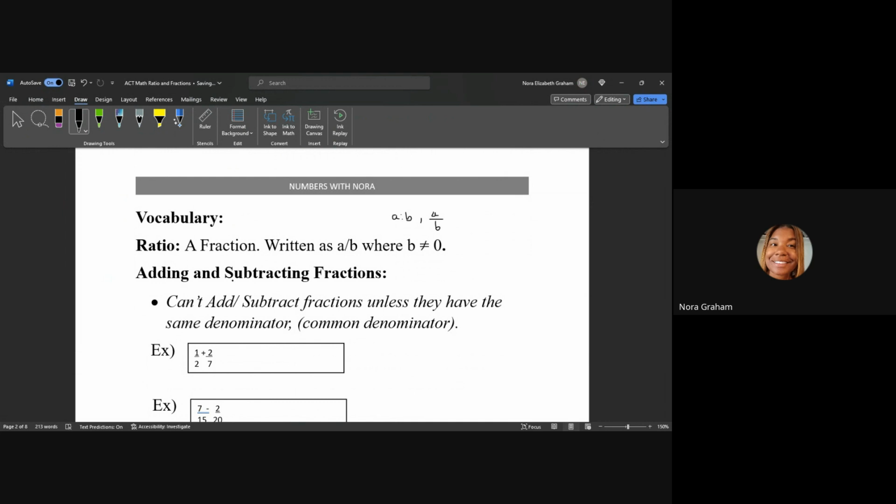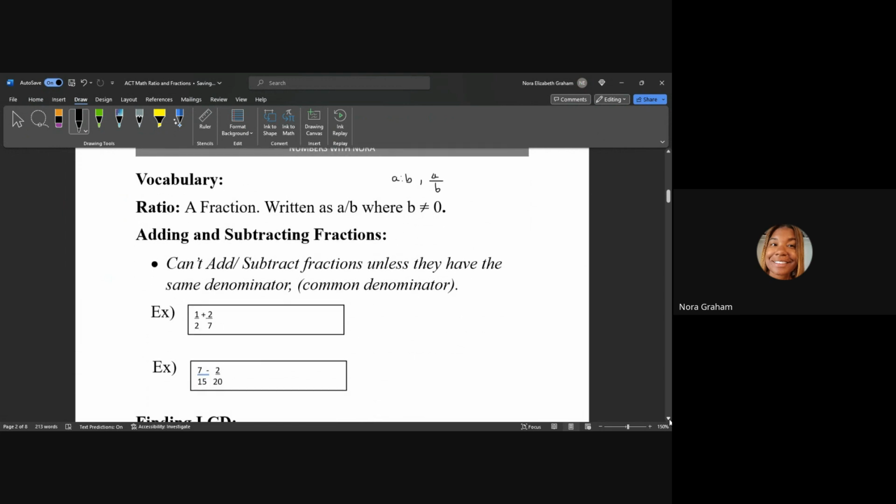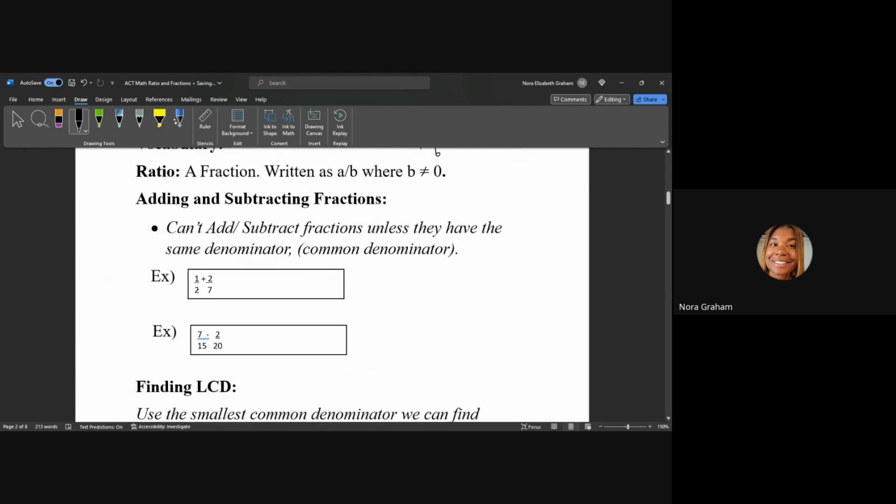And then we have adding and subtracting fractions. There are some basic videos out there if you forgot how to add and subtract fractions, but for the ACT, sometimes they want to see you find your least common denominator to see if you can do it quicker. But first, let's go over how we add these basic fractions.